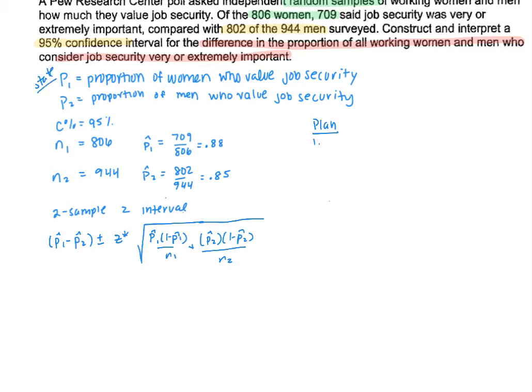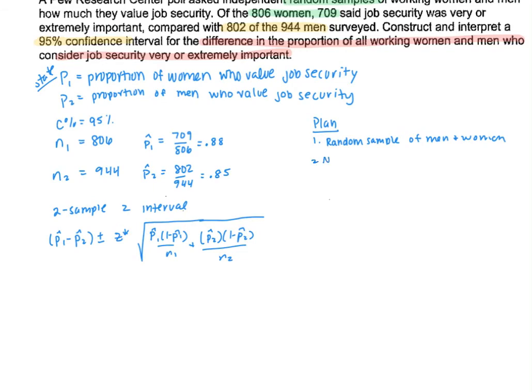We're going to do our conditions. It did say that they were both random samples. So we have a random sample of men and women. The second condition is the normal condition that allows us to calculate a Z star and be confident that it's a normal calculation. So we've got N1 times p-1, and we've got N1 times 1 minus p-1. Both of those are greater than or equal to 10.